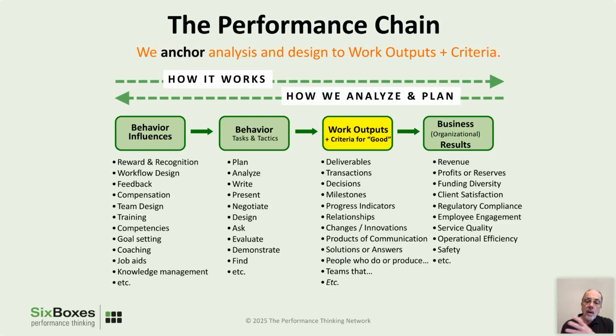Once we know that, that will affect how we do the rest of the stuff, because then we talk about the work outputs, and probably the criteria for those work outputs include features that will make them most likely to contribute to business results, like timeliness or certain quality measures or whatever it is. And then we work backwards from that to behavior, because now we know what the behavior is supposed to produce, so it's a lot easier to define it. And then, of course, we go to behavior influences, which are not part of performance.